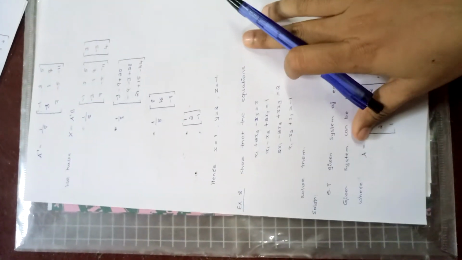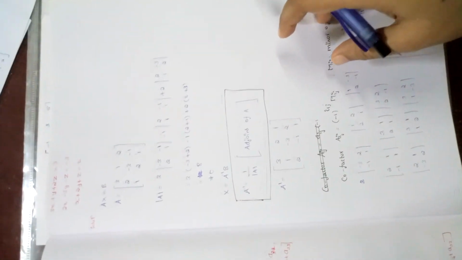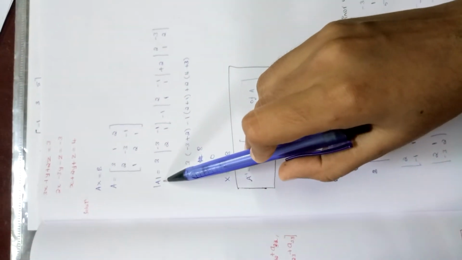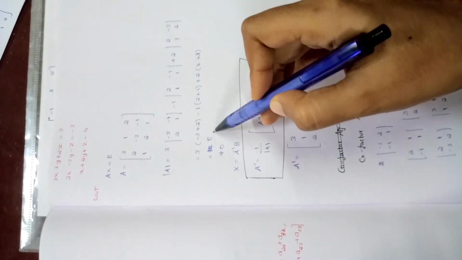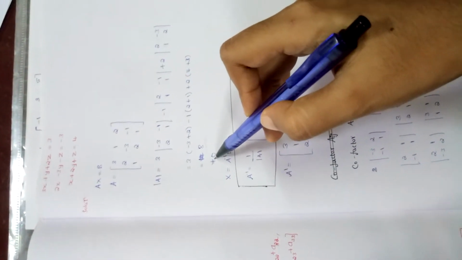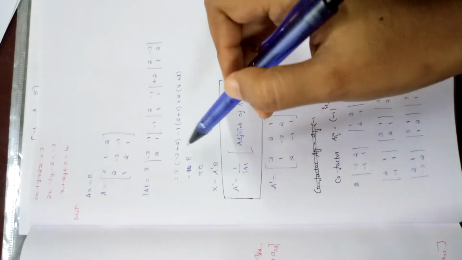Now first we need to check whether we can apply the matrix inversion method. To know that, we need to find whether A is non-singular or not, that is, whether the determinant of A is 0 or not. So let us first find the determinant of A. Now we get the determinant of A to be equal to 8, which is non-zero. Therefore we can apply the matrix inversion method.